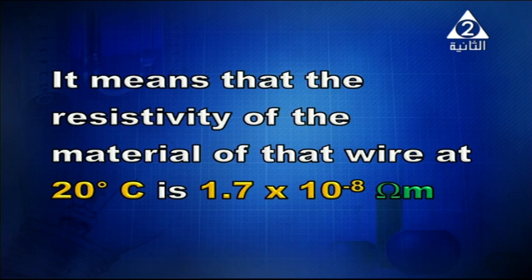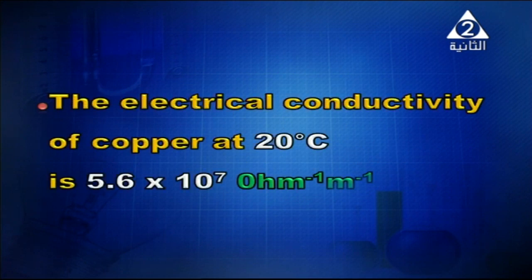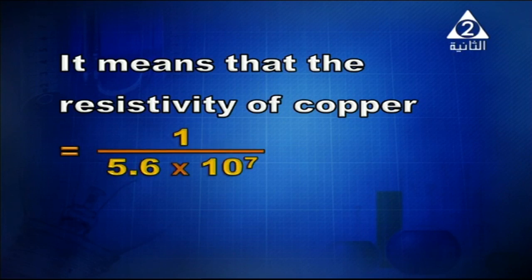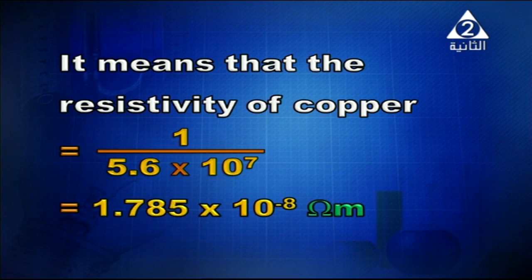What's meant by the electrical conductivity of copper at 20 Celsius is 5.6 times 10 to the power 7 ohm negative 1 meter negative 1? Here all you have to do is to convert conductivity into resistivity. It is the reciprocal. So it means that resistivity equals 1 over 5.6 times 10 to the power of 7. So it is 1.785 times 10 to the power negative 8 ohm meter.